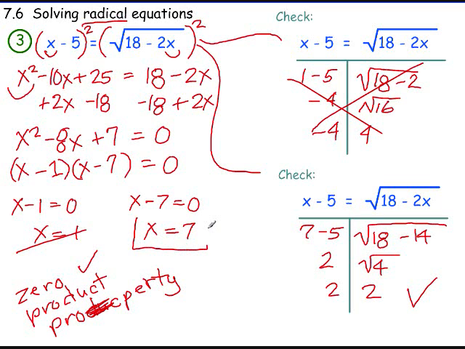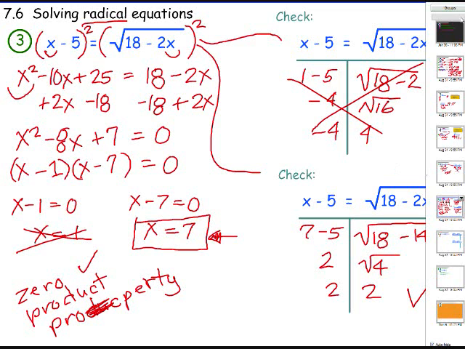So we solved it. We got two possible solutions. We checked them. And this one was extraneous, but this one was just fine. So that would be our answer. What do you think? It's kind of easier than some of the other stuff we've been doing, isn't it?